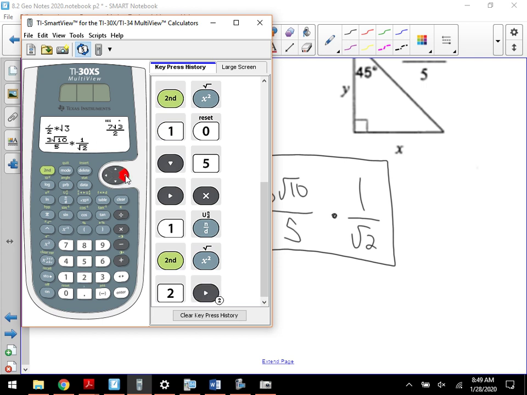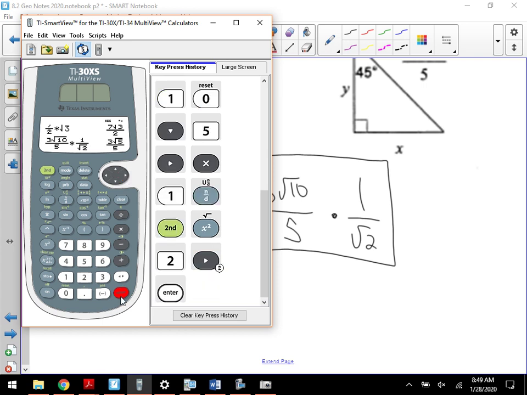Okay? So it looks exactly the way that I just did, and I hit enter, and I get 3 root 5 over 5. And that's that value of x. Instead of using what's called a complex fraction in this case, that's what we're doing, right? Because you have a fraction divided by a fraction. Remember, whenever you divide by a fraction, you're just multiplying by the reciprocal. And that's the easiest way to write this one.